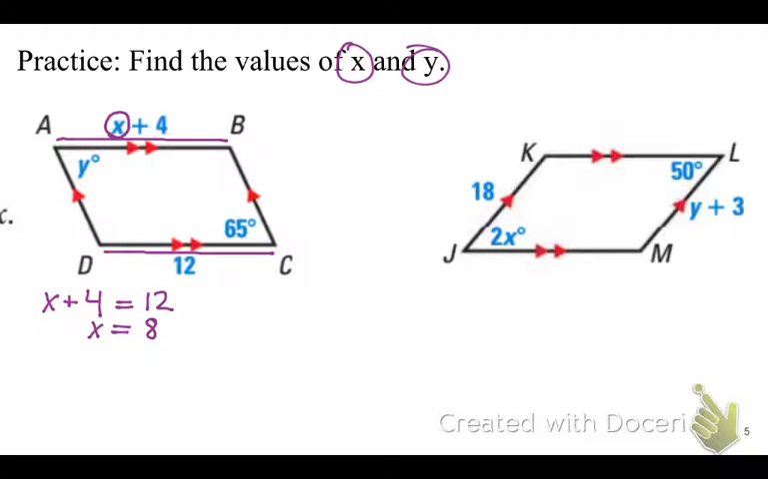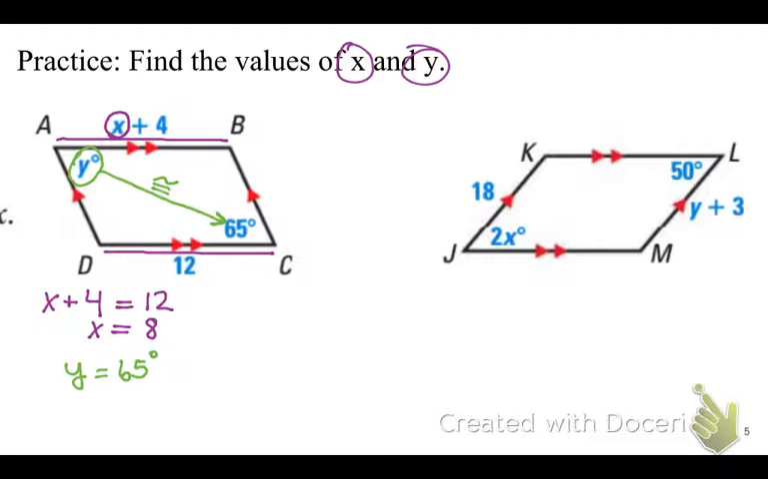Okay. Now, we also have to find y. Here's my y. And y is opposite of this angle, which is labeled 65 degrees. So we know they are congruent. So their measures are equal. So y is equal to 65 degrees. Okay, that was pretty easy.